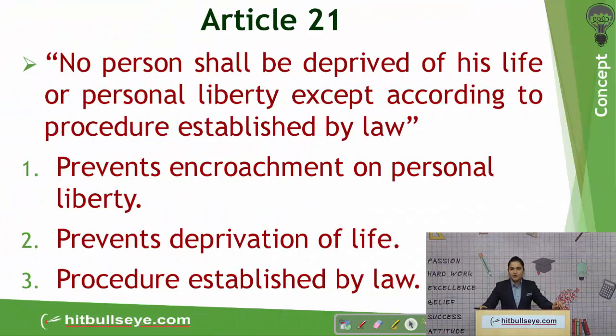The text says that no person shall be deprived of his life or personal liberty except according to the procedure established by law. Now let us analyze the text of this article. So first of all, it is preventing encroachment on personal liberty. The second thing that it is doing is preventing deprivation of life, and it is protecting both our life and personal liberty by ensuring that the only way in which anyone can interfere with your life or personal liberty is procedure established by law.